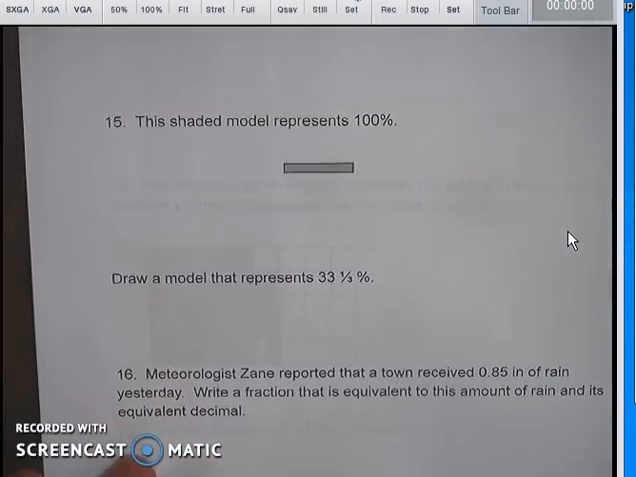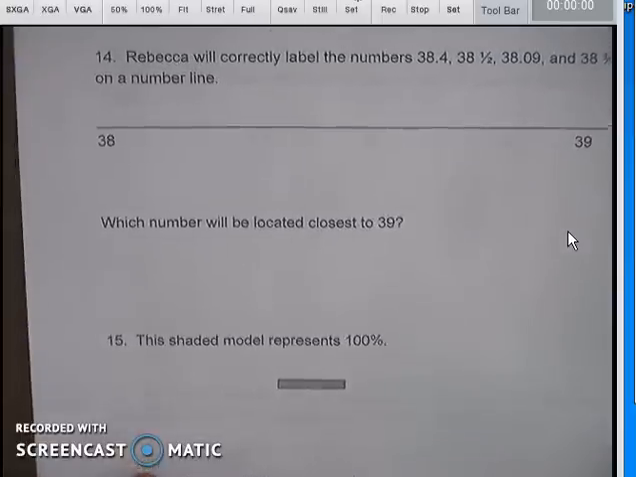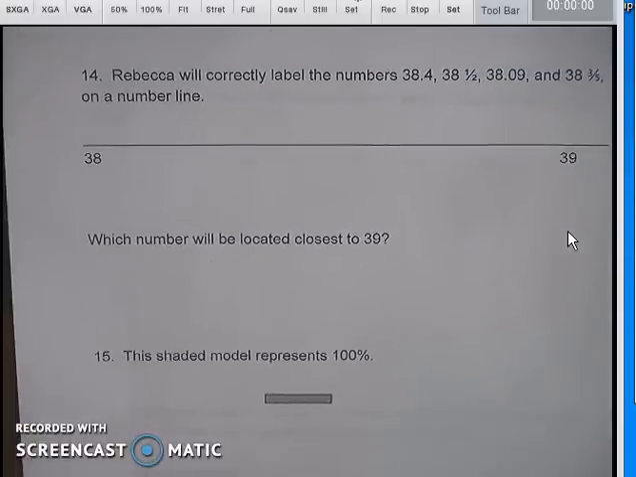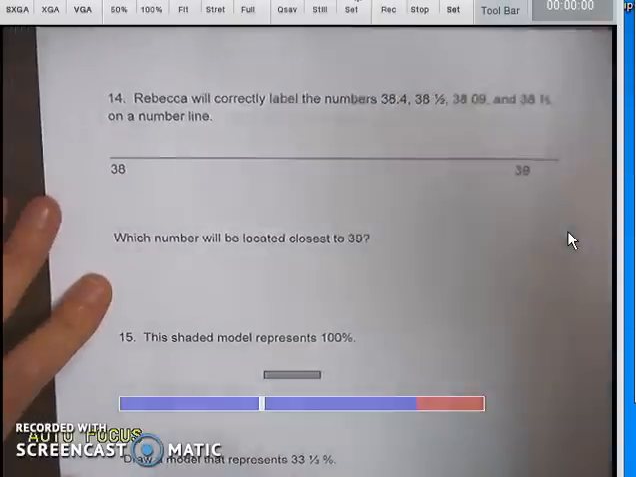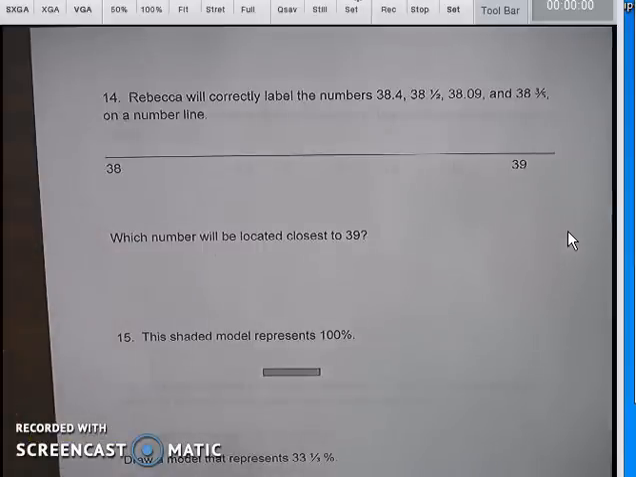Okay? Number 14, Rebecca will correctly label the numbers 38 and 4/10, 38 and a half, 38 and 9/100, and 38 and 3/5 on a number line. Okay, so you have a number line here. On your test, I'm pretty sure the number line is broken up into tenths. So let's just go ahead and do that.